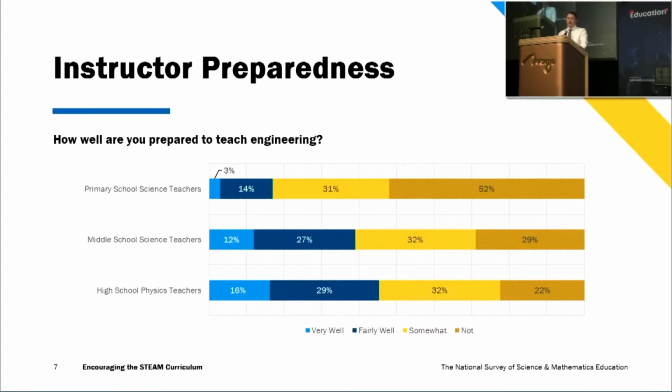In primary schools, only 3% of teachers said they were very well prepared to teach engineering concepts. In middle school, that goes to 12%, and in high school, specifically physics teachers, they were ranked as the number one teacher group to teach engineering concepts. They only said 16% of the time they felt very well prepared to teach engineering concepts. You can see that somewhat and not prepared are the majority in all cases.